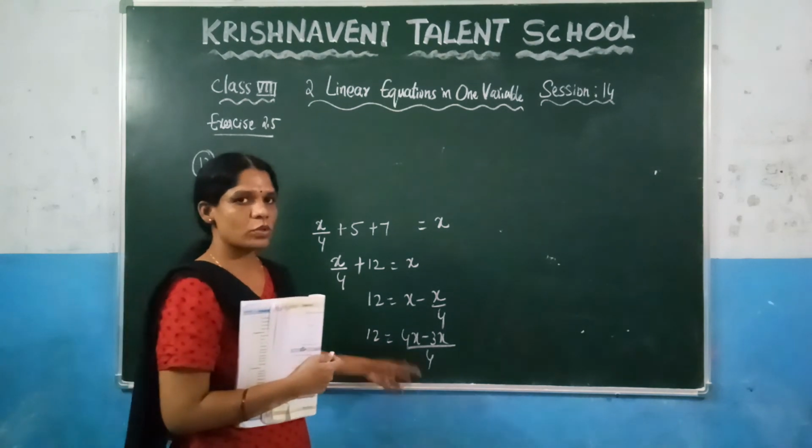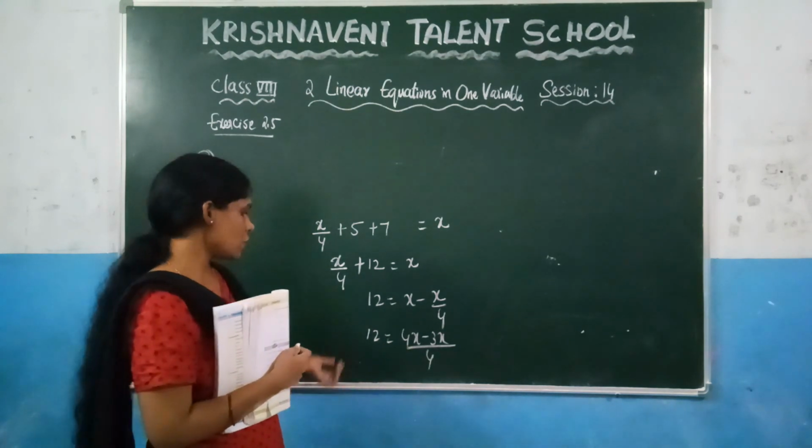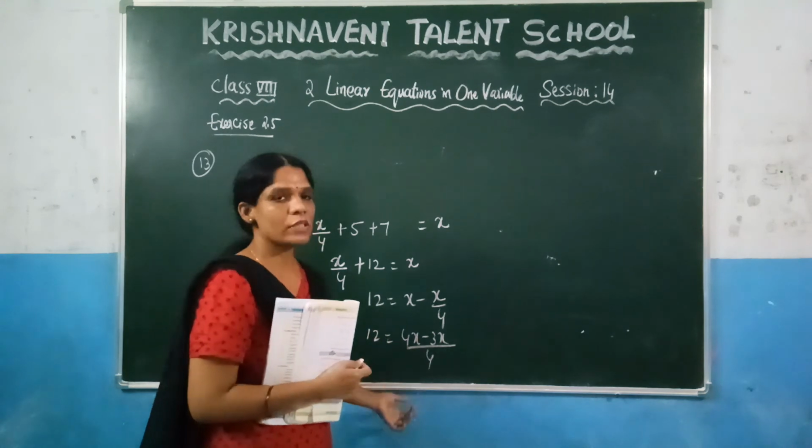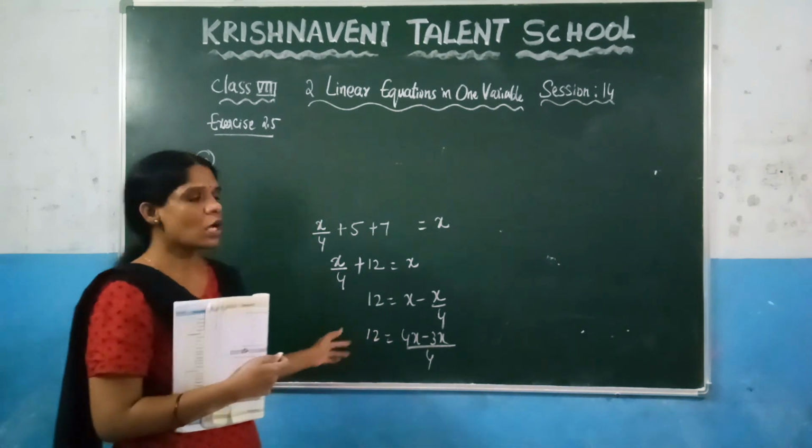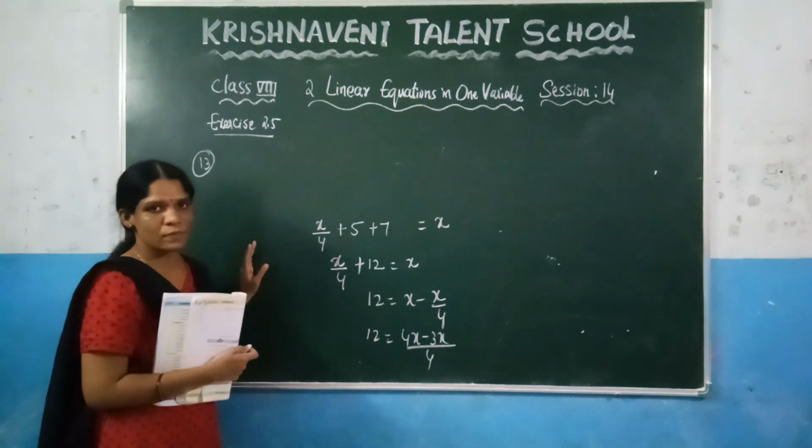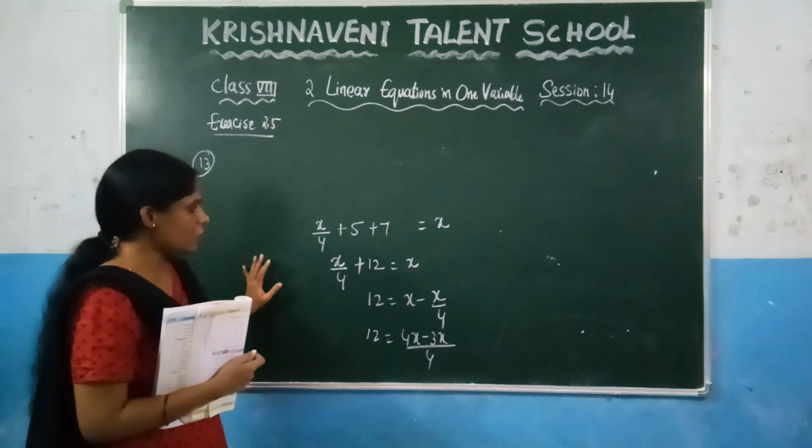If you take 4 to this side, it will become multiplication. You will get x is equal to 12 into 4, which gives you 48. So how many sweets did he have? 48. Like this you can find it.